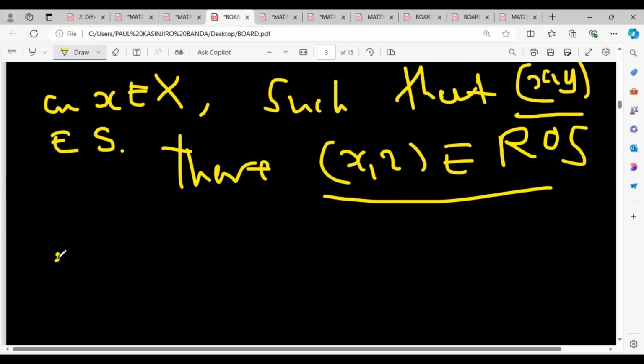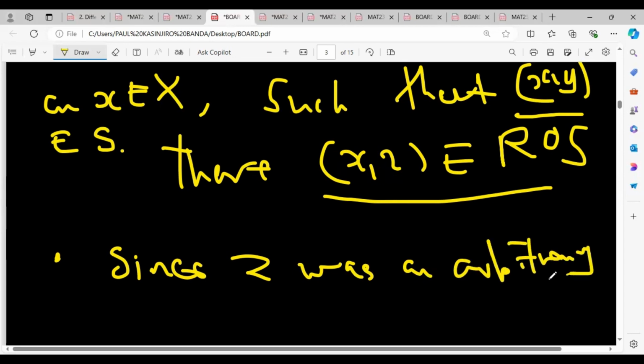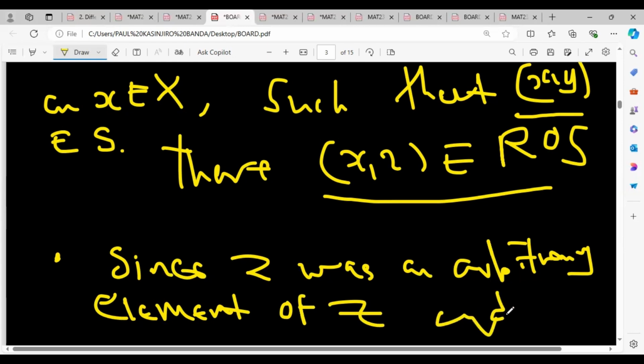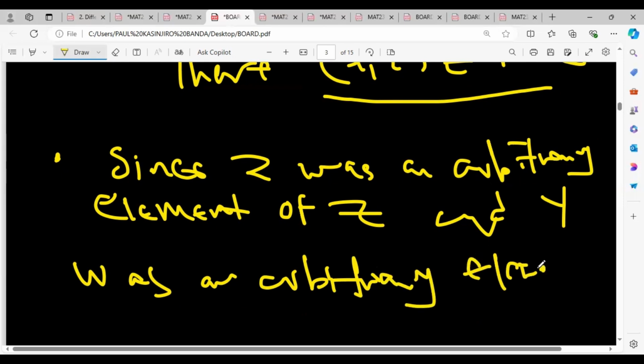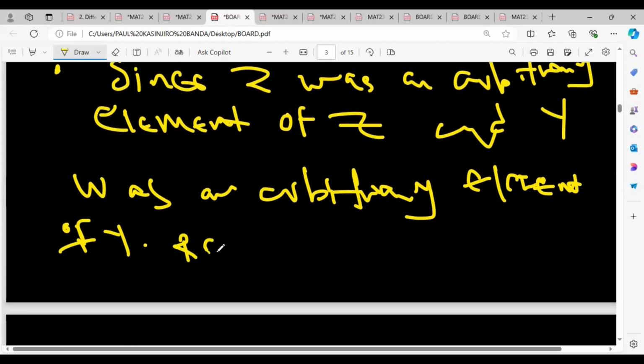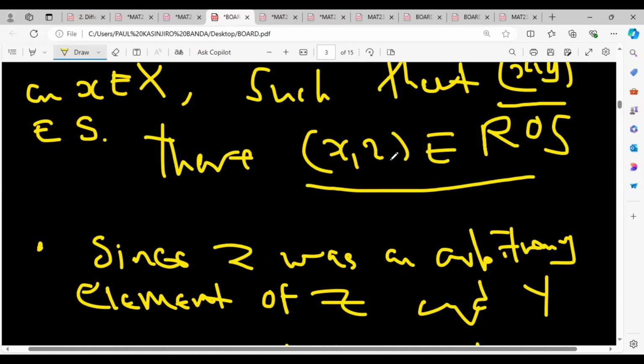Okay, and then you can actually conclude now. So you can finally say that since z was an arbitrary element of the set Z, and also since y was an arbitrary element of the set Y, then it means that actually R of S is onto, because for every z that we can get here, we'll always find a pre-image, which is the x. So this is actually how you conclude.